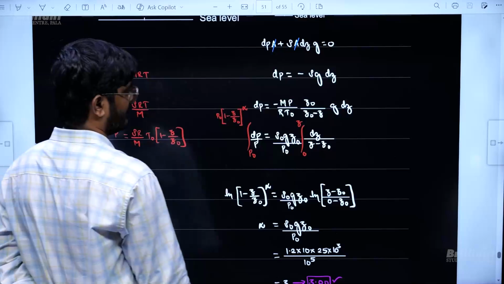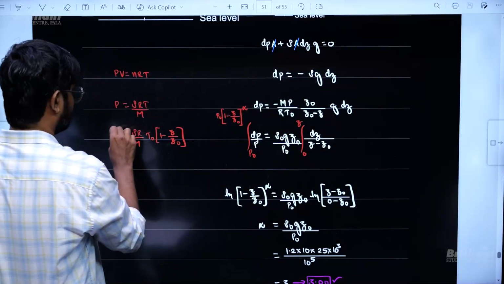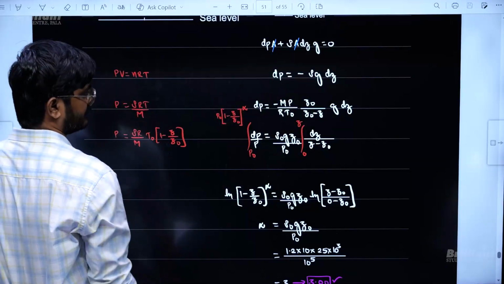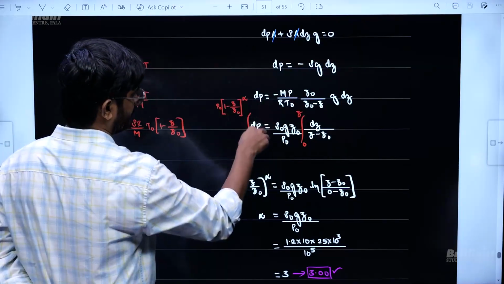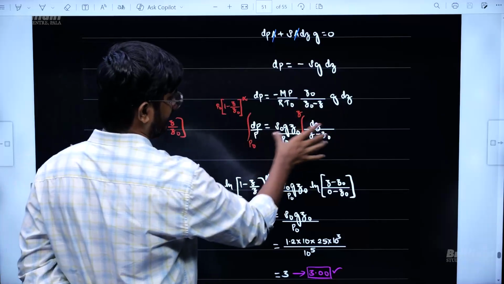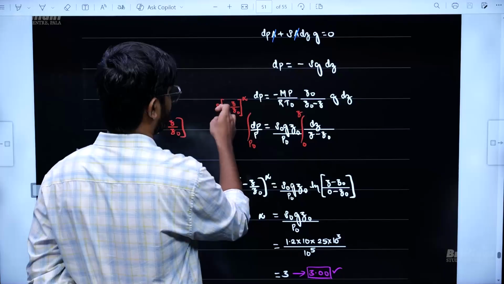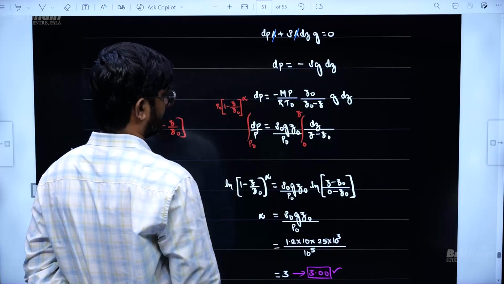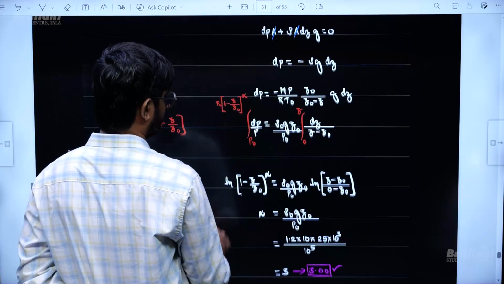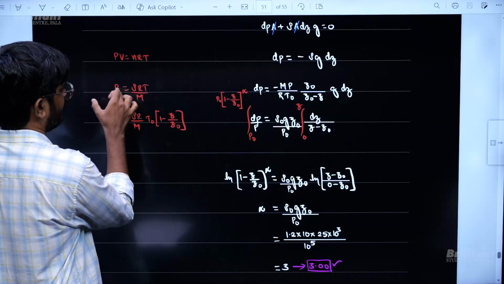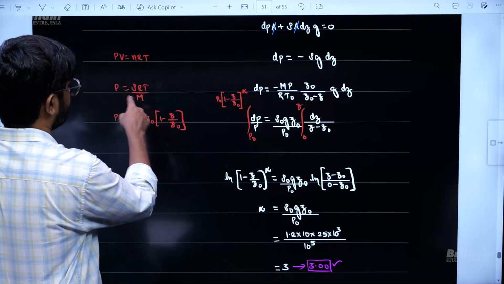What is the variable I am eliminating? I am writing rho in terms of P, this rho in terms of this P. This P I am taking to the left hand side, then you can get an integration, and Z equals 0, pressure is P naught. At any Z, the pressure was this value given in the question, and they asked you to find the value of alpha. By using this information, I have written P M by RT naught.